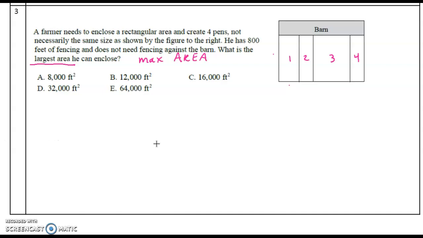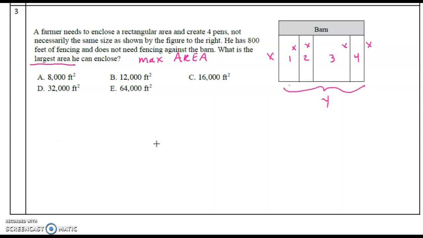So what we don't know is how long anything is. So I'm going to let this be X. So that means all of these are X. So we have to put fence here. And we're going to let this just be Y.